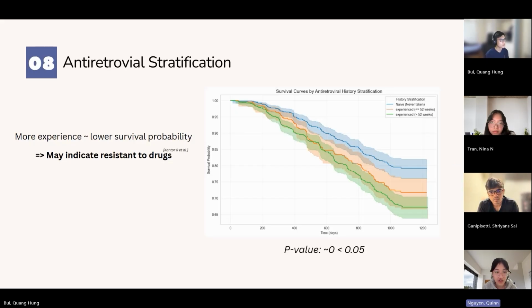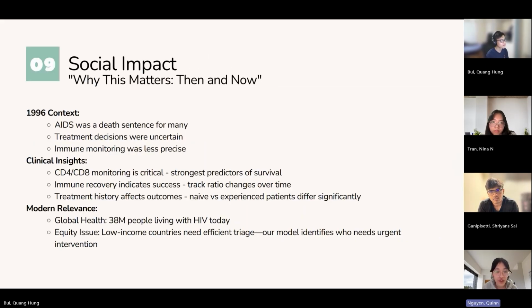So why does this matter? With 38 million people living with HIV globally, our model identifies high-risk patients using basic lab values such as CD4 and CD8 available anywhere. In resource-limited settings, this enables efficient triage that scales resources to those who need them most. The same immune-based framework applies beyond HIV to pandemic response like COVID-19 or future threats.